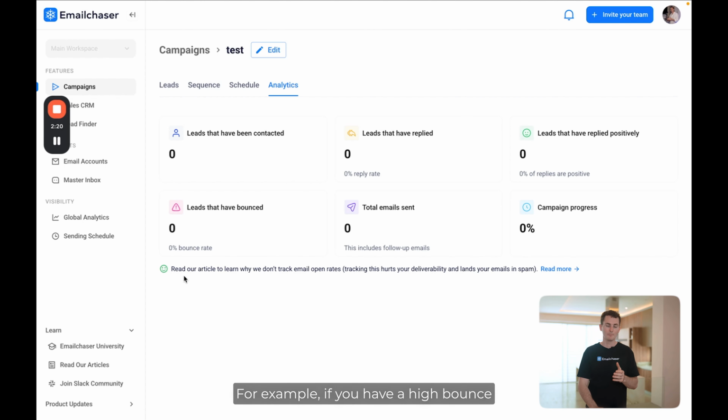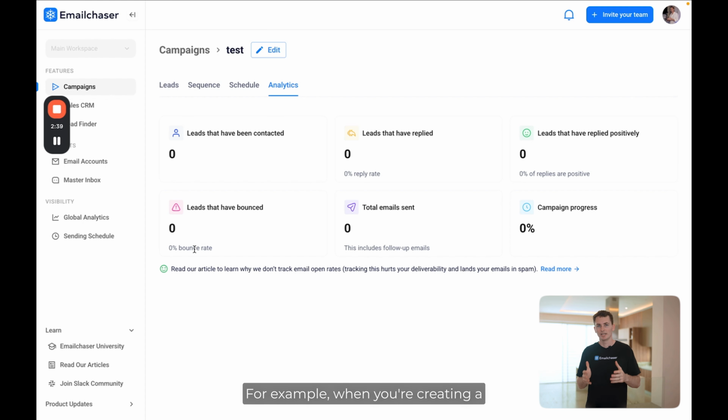For example, if you have a high bounce rate, that could be a problem. And if your bounce rate is above 1 or 2%, you probably want to pause your campaign immediately and evaluate how you're even building your lead lists and what you're doing to verify those leads, because you should have a bounce rate of 1% or lower if you do the right things.